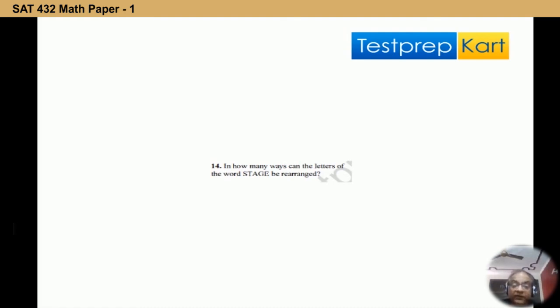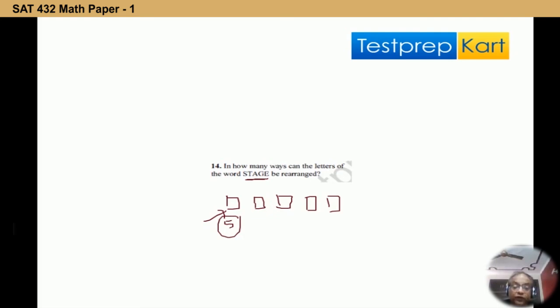In how many ways can the letters of the word STAGE be rearranged? So these are 5-letter words, and therefore let's make 5 boxes. There are other ways also of solving the same question, but the simplest one is, let's assume that letters are not repeated, because you have to use letters of this word only. Possibility is that you can use 5 alphabets out of these.